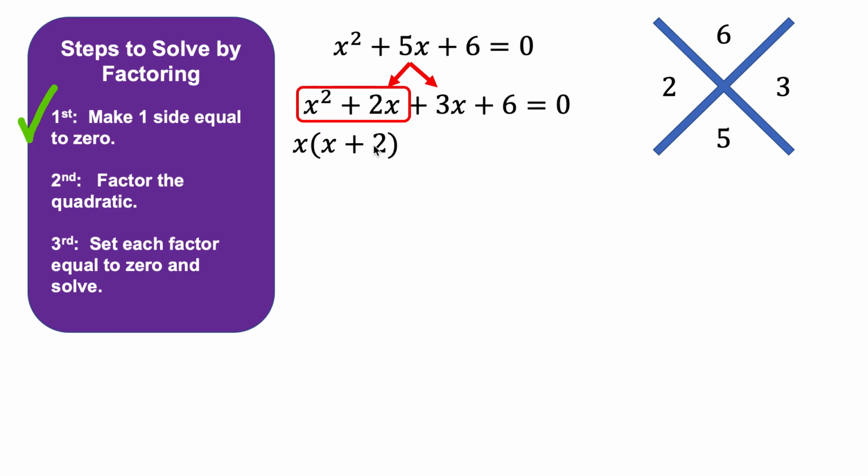For the second group, we know that I need an x plus 2 for this thing to work, so the second group's also x plus 2. Now you just got to figure out what would I have to distribute into here to get 3x plus 6, and that's going to be a positive 3.